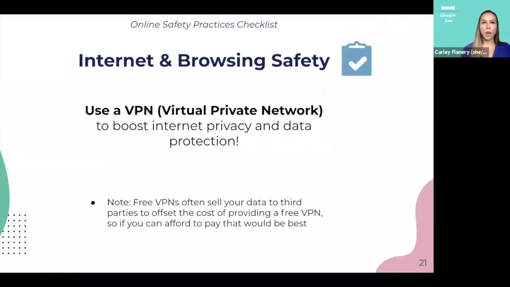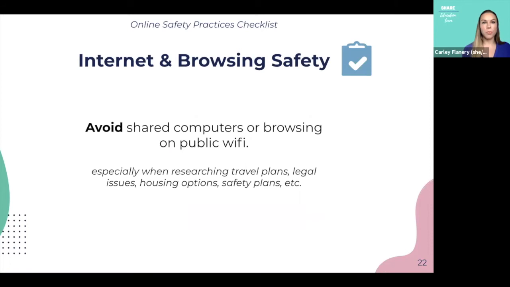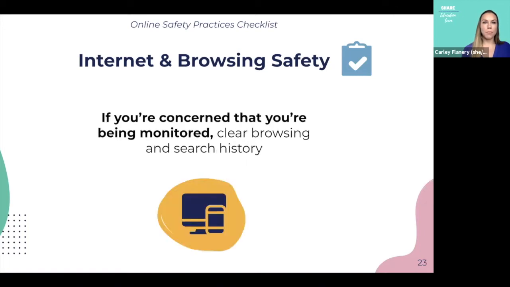For internet and browsing safety, use a VPN or virtual private network to boost privacy and protection. Avoid shared computers, like at libraries, or browsing while on public Wi-Fi. Be sure to clear your browsing and search history if you're concerned about being monitored.